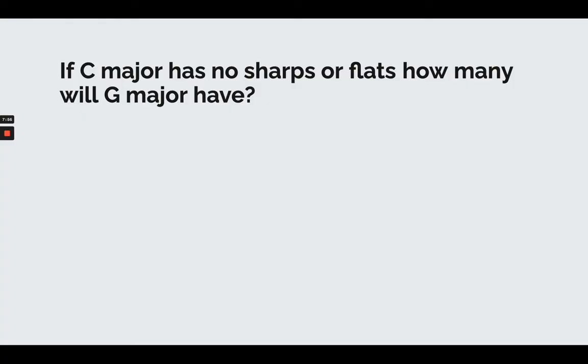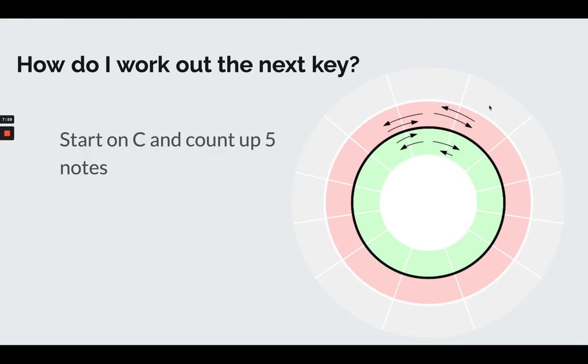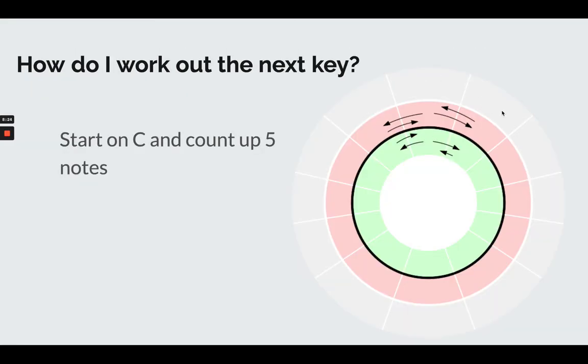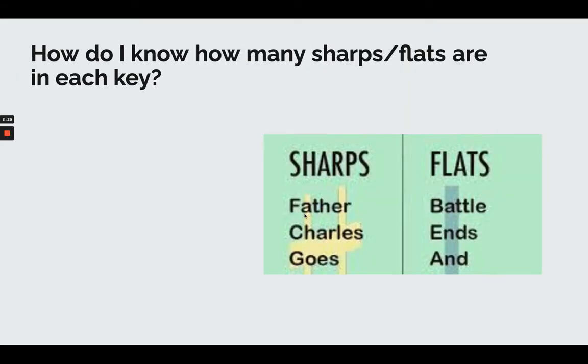Okay, well done. If you got that, G major will have 1 sharp. How do we know what sharp that is? Well, we go back to the sharps. We know that G major has 1 sharp. So if we use this acronym to help us, Father Charles goes, our first sharp, or our first word, is father. So that means our sharp is going to be F. So in G major, we will have an F sharp.